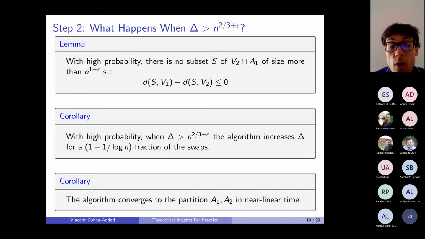So the algorithm is going very, very fast. As soon as you reach delta larger than this number, the algorithm is super fast. Most of the time the swaps are good. So then that implies that you actually converge in nonlinear time because most of the time you are doing the right thing. So for the next n swaps, you're going to be correctly classifying n over log n fraction of the vertices. So you can go a little more and then you will finish. So this is pretty good. That shows that this algorithm can converge in nonlinear time.